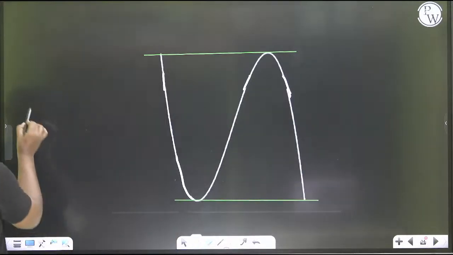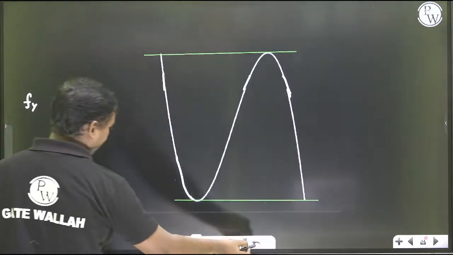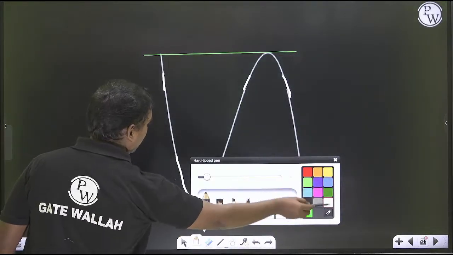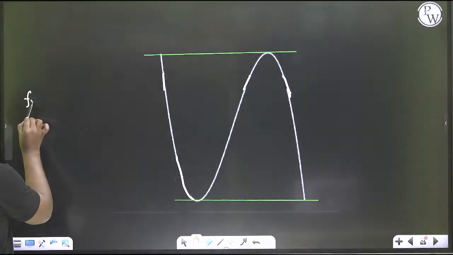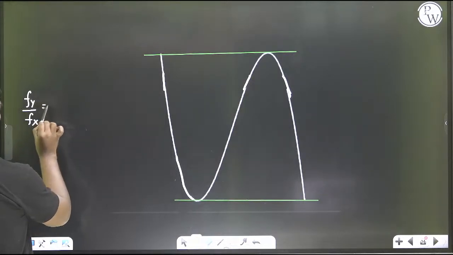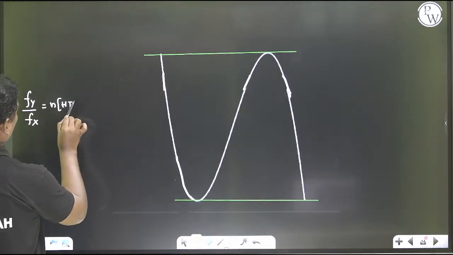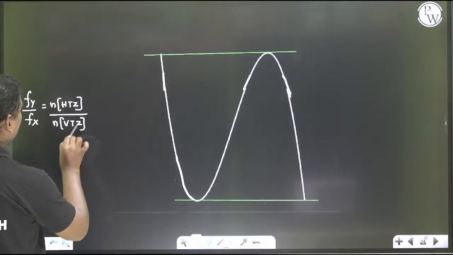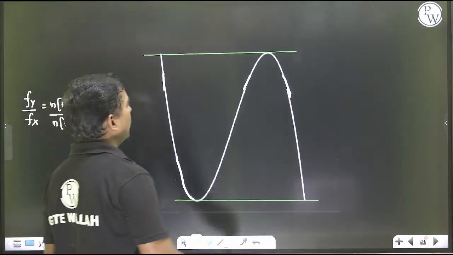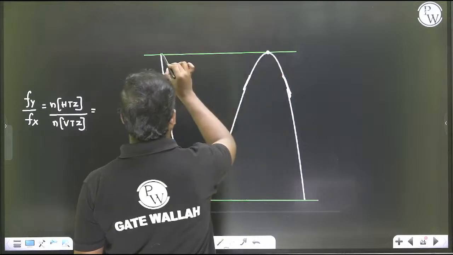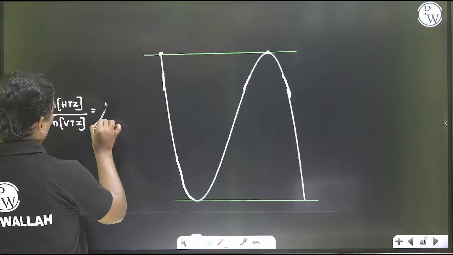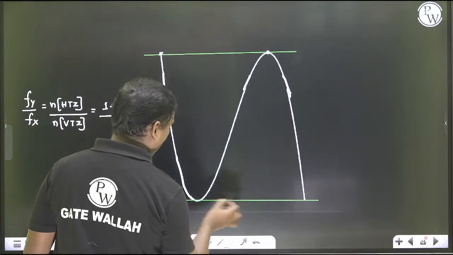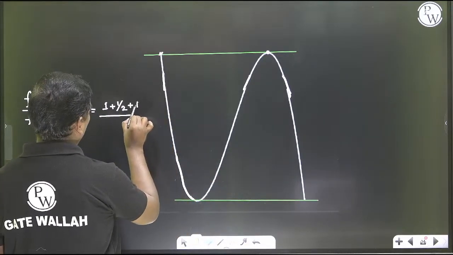So if you apply the formula Fy by Fx, Fy by Fx is equal to number of horizontal tangencies by number of vertical tangencies. Here the number of horizontal tangencies, this is 1 and this is half. This is 1 plus half. Below also, this is 1 and this is half. 1 plus half.